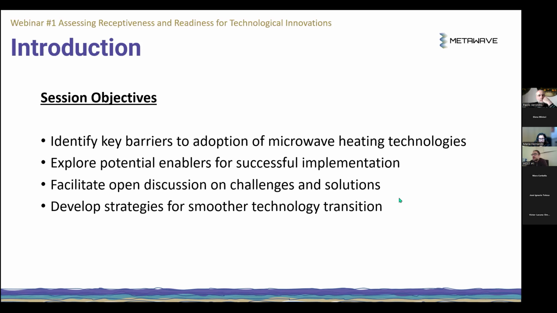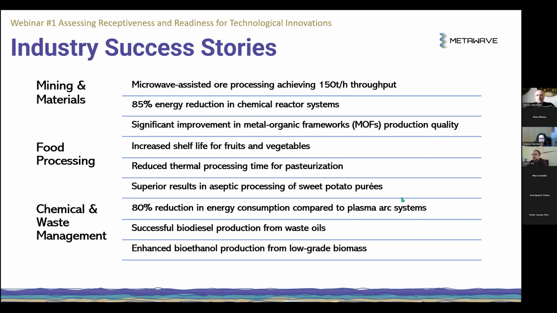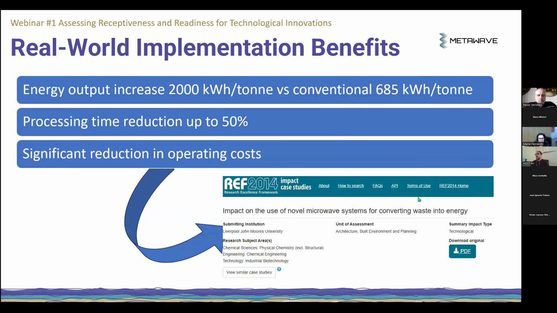There will be also a presentation regarding the success stories tomorrow, which will be presented by Said, but just a few examples in different domains. For example, in the mining and materials domain, there was highlighted an 85% energy reduction in chemical reactor systems with the use of a microwave-assisted ore processing methodology, and increased shelf life of fruits and vegetables in the food processing domain. So if you can check, there are different examples across different domains with the use of the microwave technology that can be really helpful and provide some meaningful results for a real-world implementation.